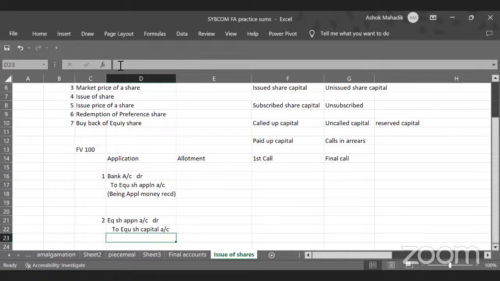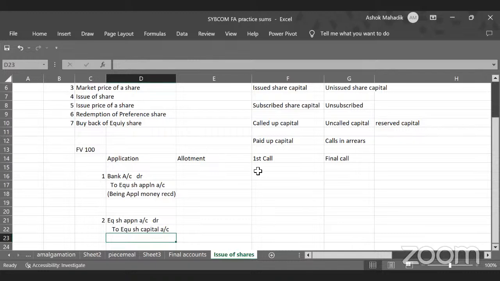Sometimes you may receive excess application. In that case, the first entry will be reversed. When you received application money, the entry was bank to equity share application, and when excess is refunded, the entry will be reversed: equity share application to bank. So basically these two entries are important. First, you receive application money, and second, you transfer it to share capital. Clear? I hope this is clear.